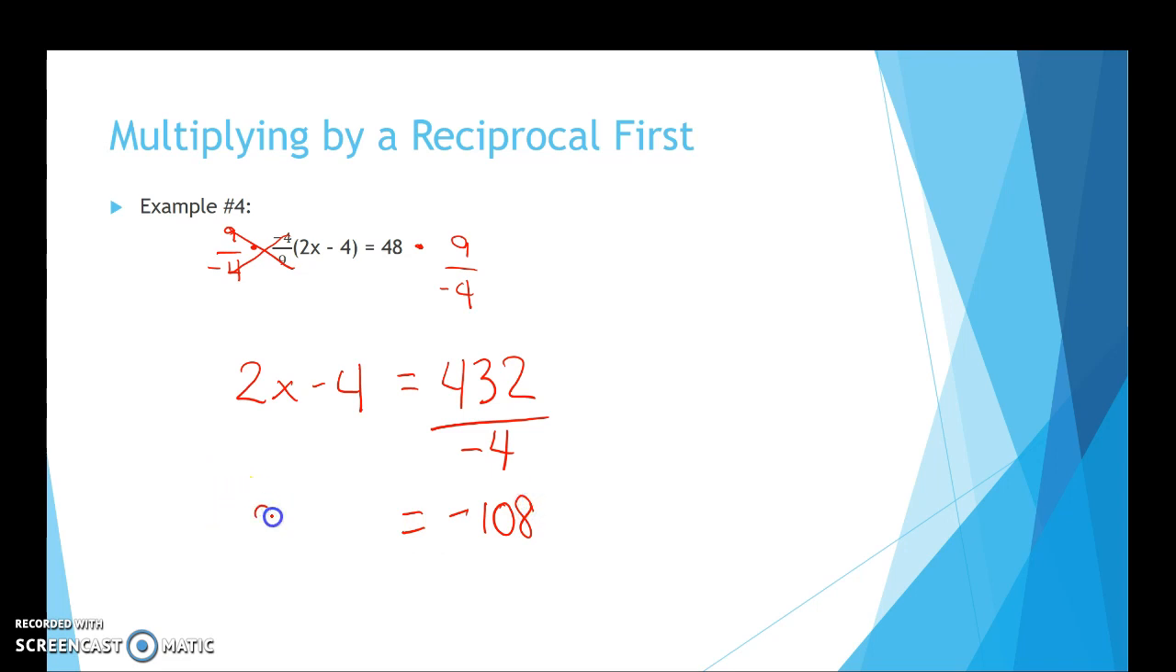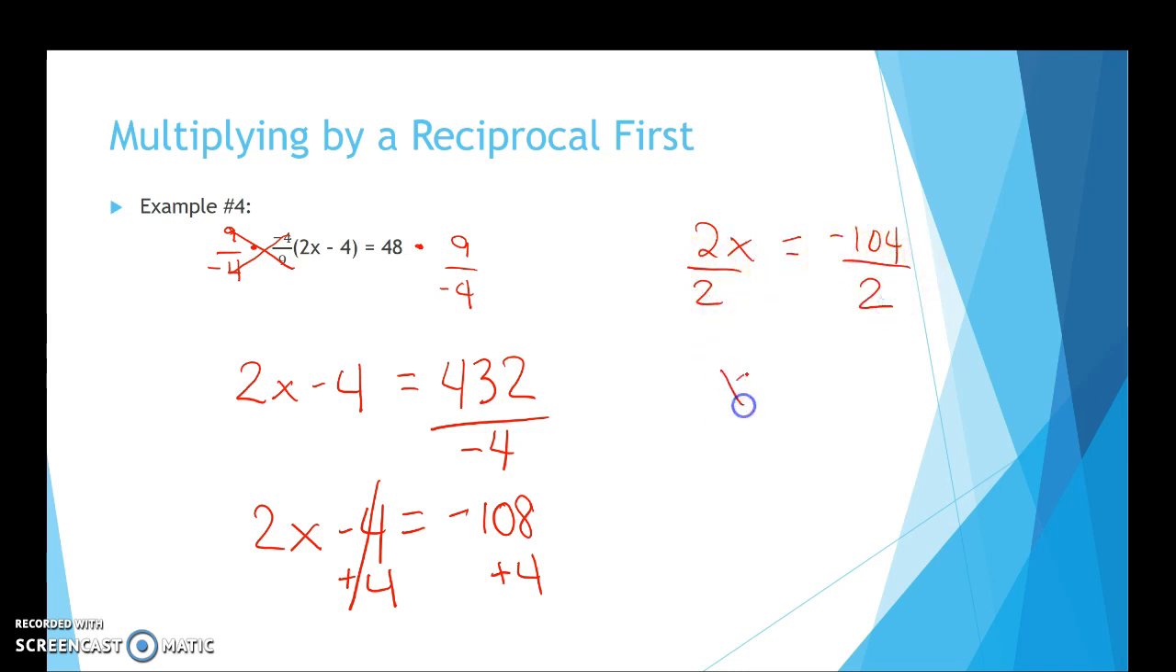And on the left side, we still have left that 2x minus 4. I'm still solving for x, so let's add 4 to both sides. Negative 4 and positive 4 cancel. So I'm left with 2x equals negative 108 plus 4 is going to give me negative 104. I'm going to divide both sides by 2, and x equals negative 52, and that'll be my answer.